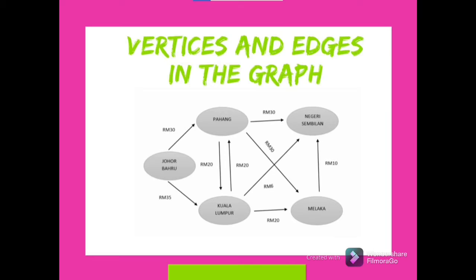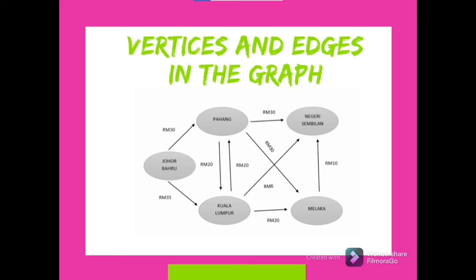My name is Muhammad Nurul Iman Saliuddin, and I will explain about the graph model. The trip from the Johor Bahru bus station to Pahang is RM30, and from Johor Bahru to Kuala Lumpur is RM35, and from Pahang to Kuala Lumpur is RM20, from Kuala Lumpur to Pahang is RM20.